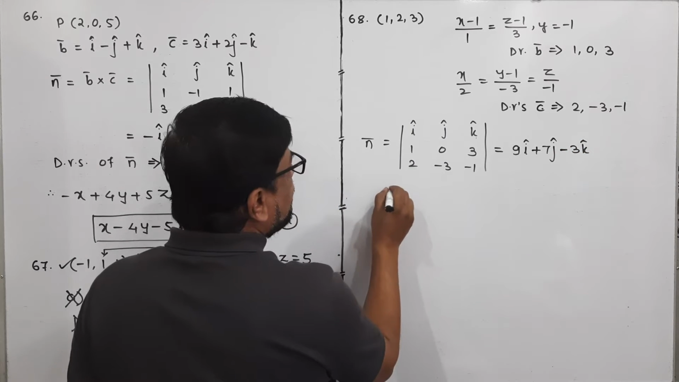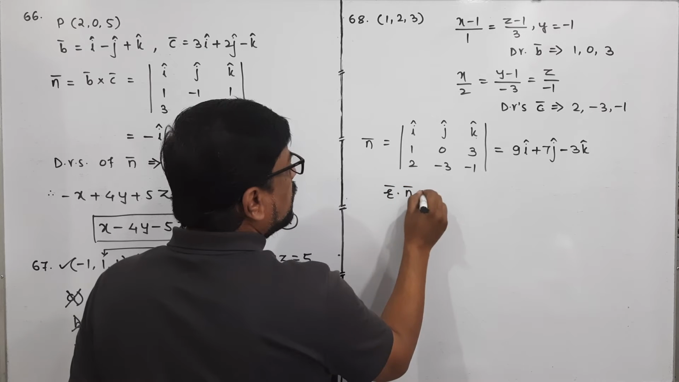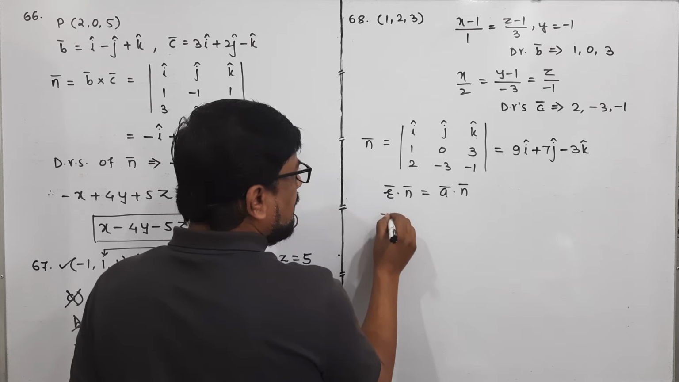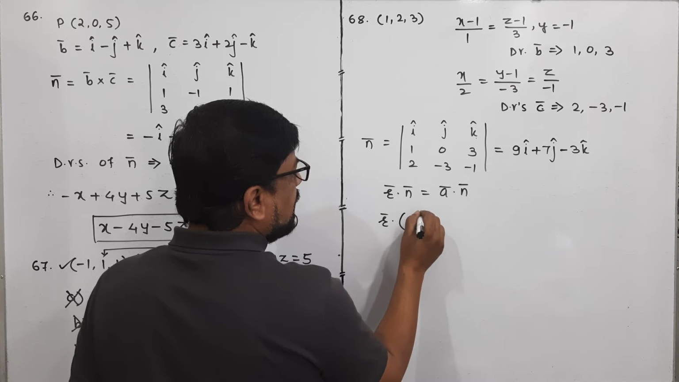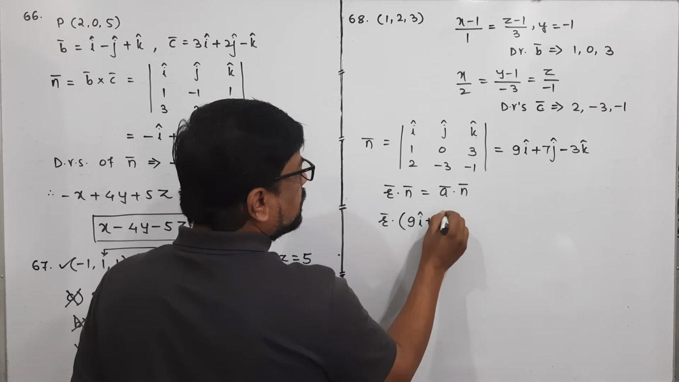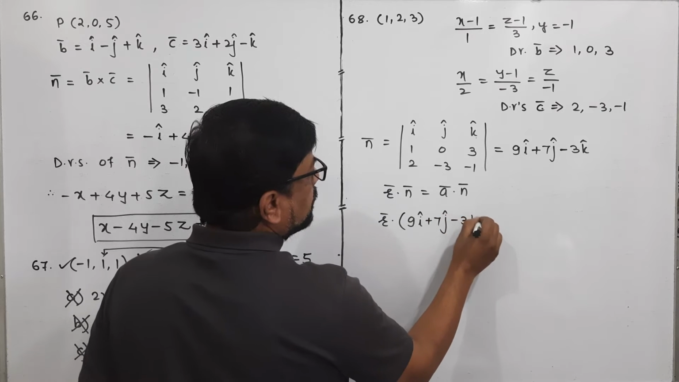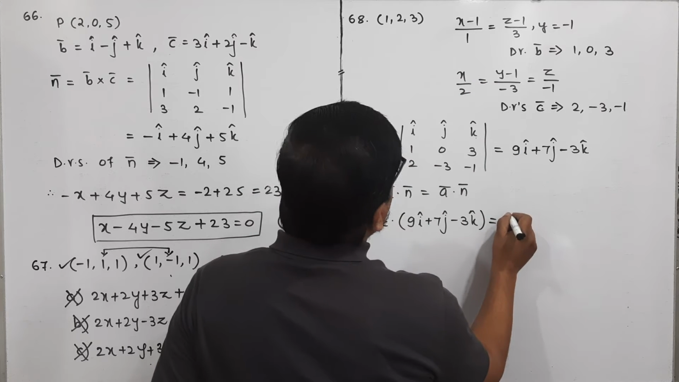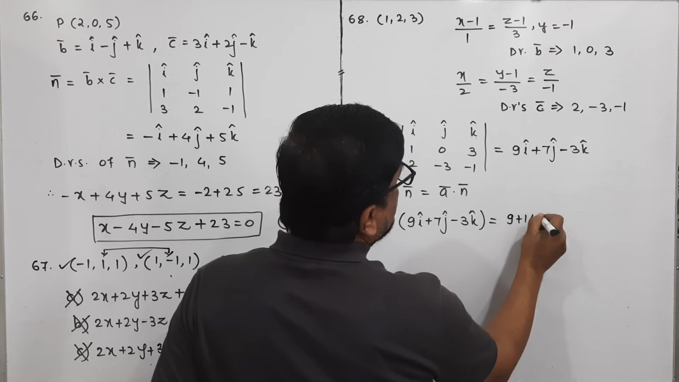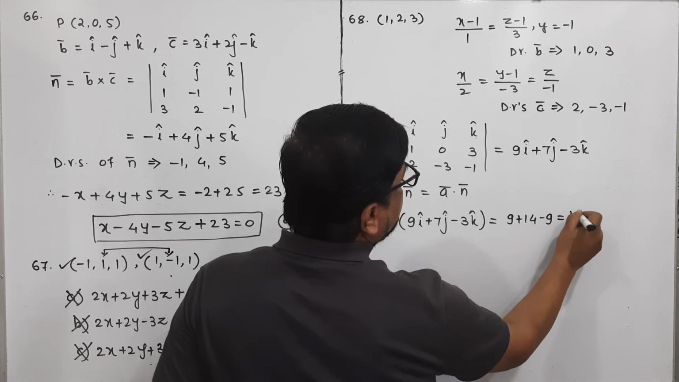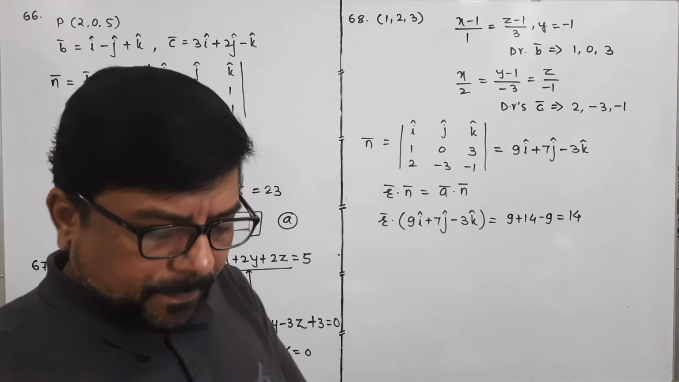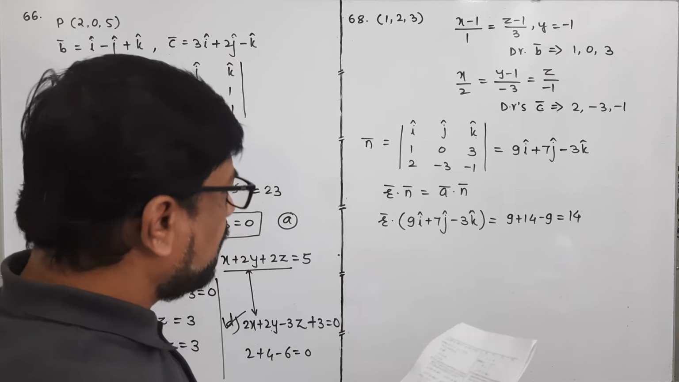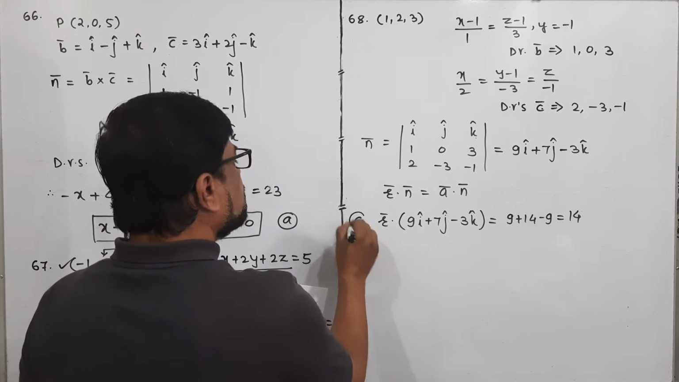Use the formula r vector dot n vector is equal to a vector dot n vector. R vector dot n vector means 9 i cap plus 7 j cap minus 3 k cap is equal to the dot product of these vectors, which is 9 plus 14 minus 9, that is equal to 14. Check the options: r vector dot (9 i plus 7 j minus 3 k) is equal to 14. Option C is your correct option.